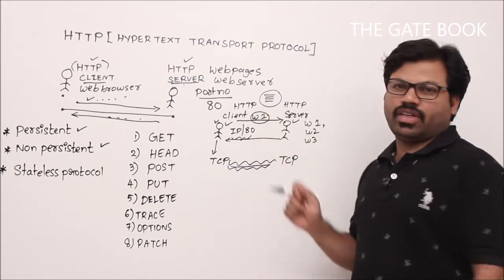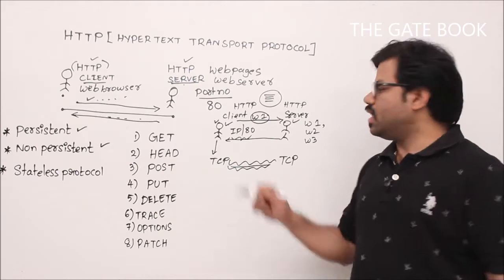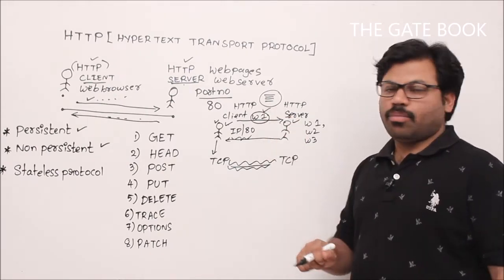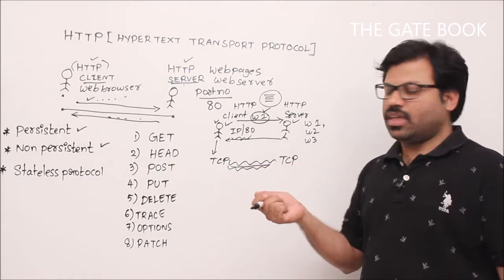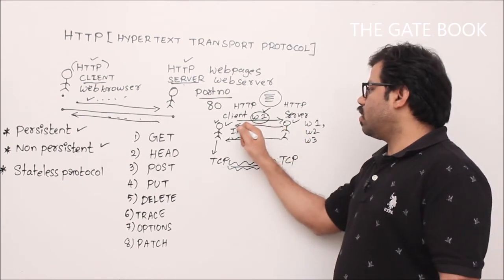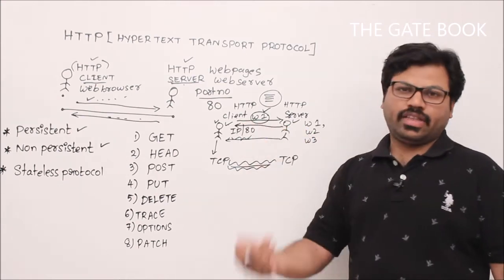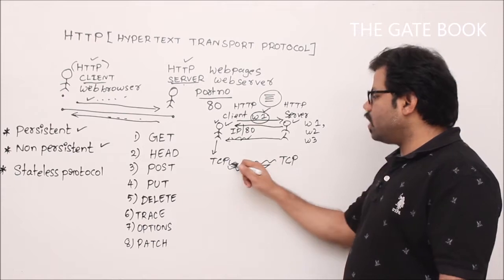My dear server, I want web page number 1. I know that you have it. Somehow I know that. Please give me web page number 1. I am providing the URL for that. Then the server will respond, and TCP is going to carry that. Finally, they communicate through TCP.